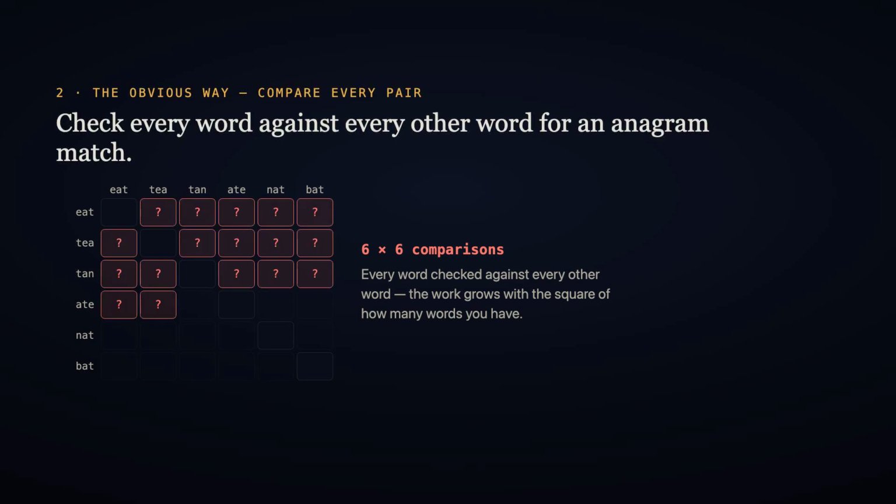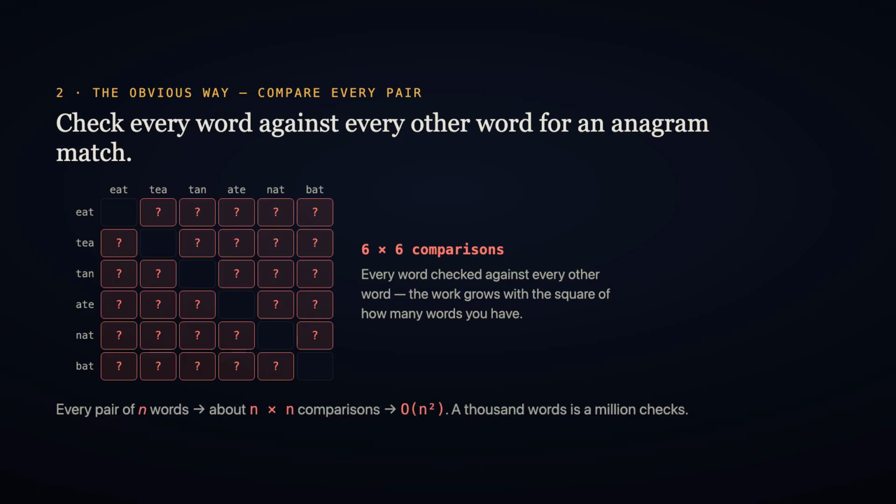Order doesn't matter. What matters is that anagrams end up side by side. So what's the obvious way? Take the first word and compare it against every other word. Is this one an anagram? Is that one? Group the matches, then move to the next ungrouped word and do it all again. It works, but look at the cost. Comparing every word against every other word is n times n. If you have 1,000 words, that's 1,000,000 comparisons. And each comparison itself does real work to check the letters.